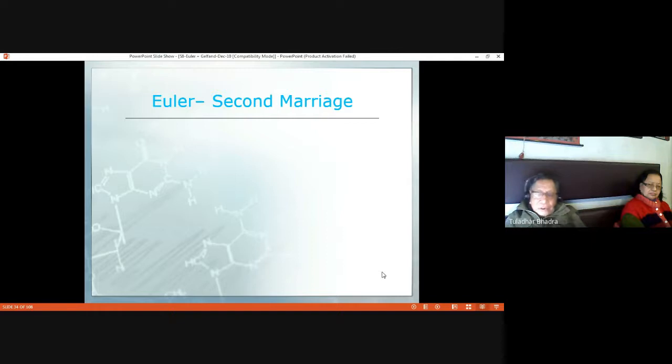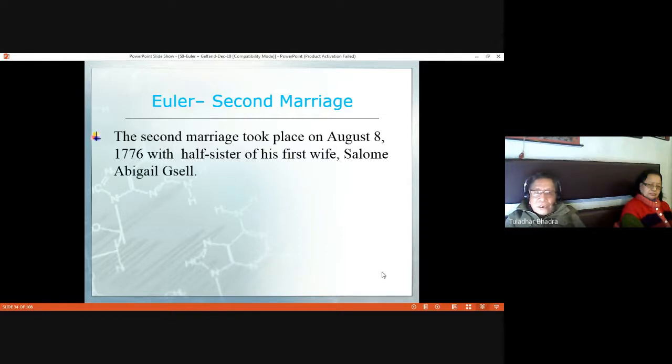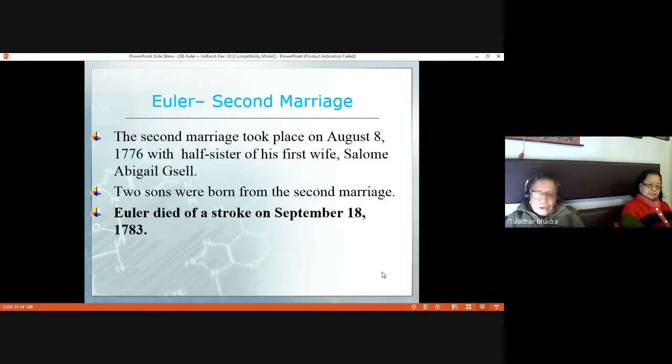Once the first wife was gone, he married the second one. The second marriage took place on August 8, 1770, with a half sister of his first wife, Salome Abigail. Two sons were born from the second marriage. There were 5 remaining children, and 2 more, so 7 now. Euler died of a stroke on September 18, 1793. Salome Abigail, the second wife, died on December 25, 1794, living about 10 more years.